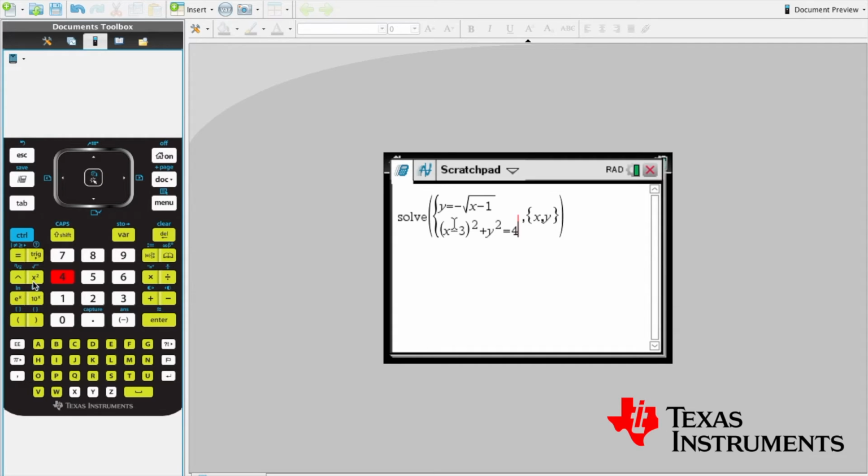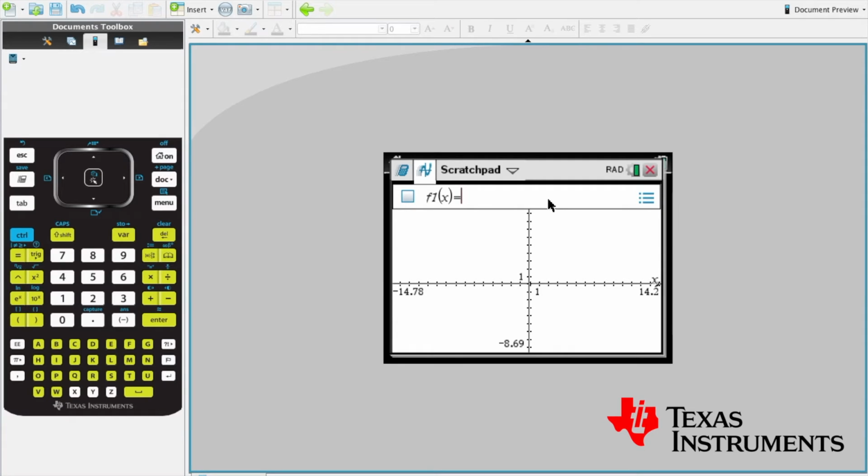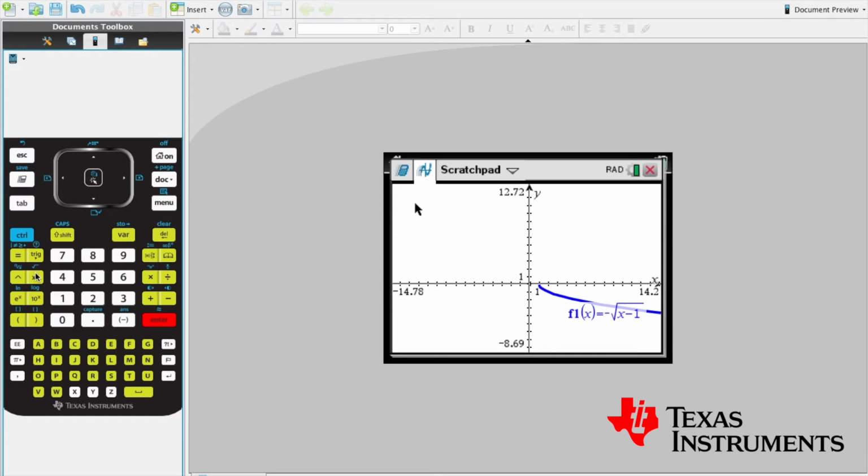All right. And then we'll go ahead and hit enter. And our points of intersection are going to be at 1, 0, as well as 4, negative square root of 3. All right. And that's exactly what we got when we did it by hand, right? So now let's look at the graph. So for our first equation, we'll have the opposite of the square root of x minus 1. So go ahead and hit enter, and you'll see that your graph is here.